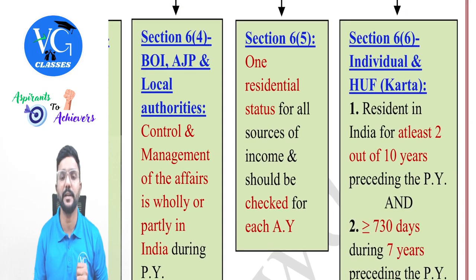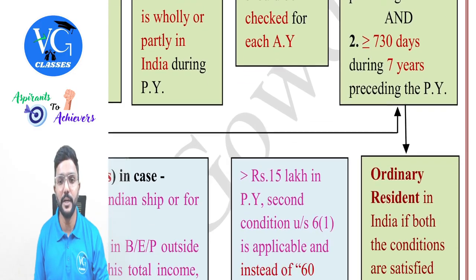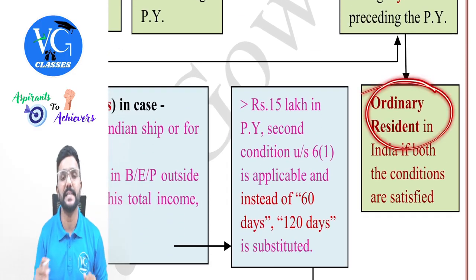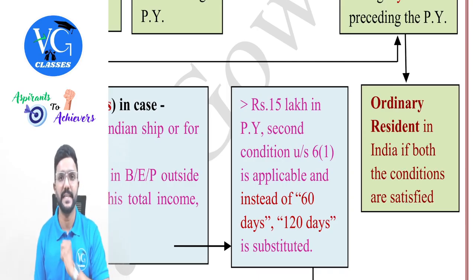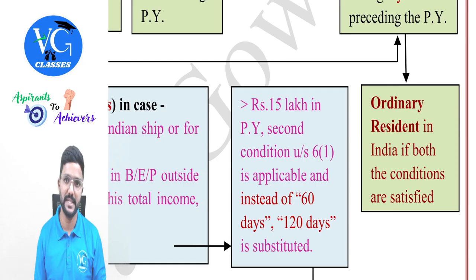Let me zoom it a little bit. There are two additional conditions given under section 6.6, guys. If both the conditions are satisfied, then an individual will become ordinary resident. If any one of them is not satisfied or if both of them are not satisfied, then we call them as not ordinary resident or else resident but not ordinary resident, guys.